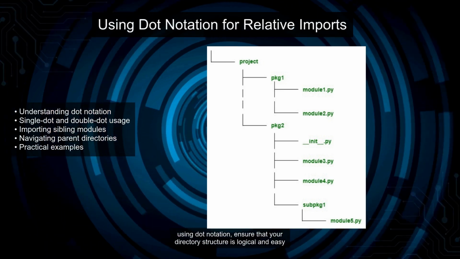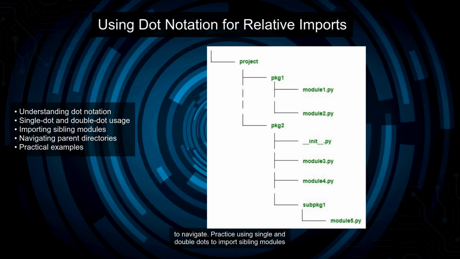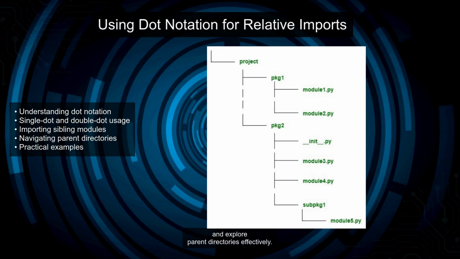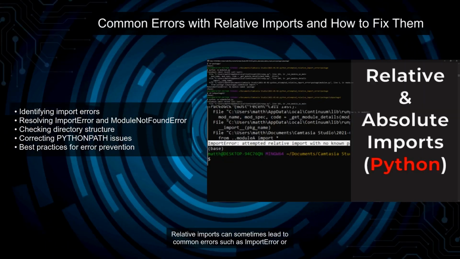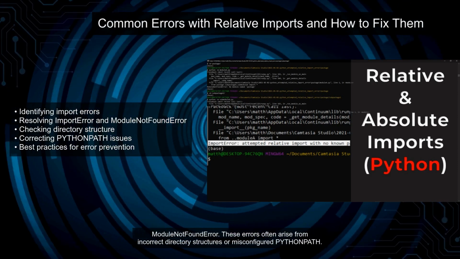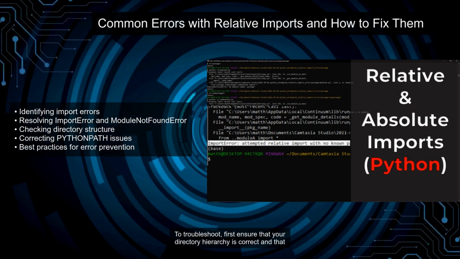When using dot notation, ensure that your directory structure is logical and easy to navigate. Practice using single and double dots to import sibling modules and explore parent directories effectively. Relative imports can sometimes lead to common errors such as ImportError or ModuleNotFoundError. These errors often arise from incorrect directory structures or a misconfigured Python path.